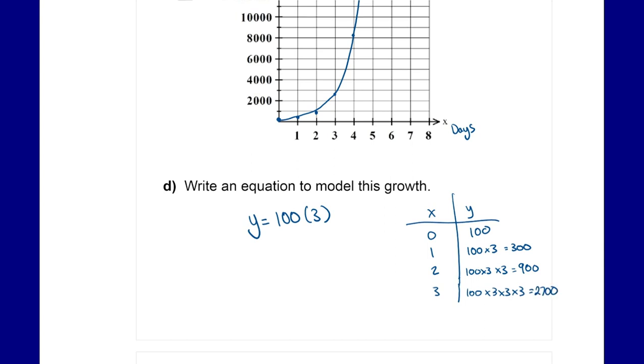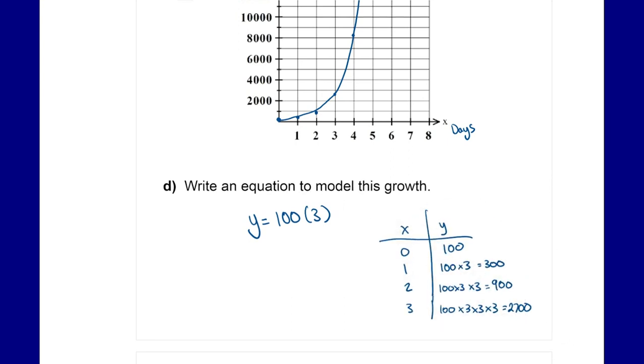On day 3, we multiplied it by another 3, or it tripled again. So how do I represent this kind of pattern mathematically? We see the only thing that's changing is we're multiplying by 3. So every day we multiply it by 3, or whatever the x happens to be, that is how many times we multiply by 3.